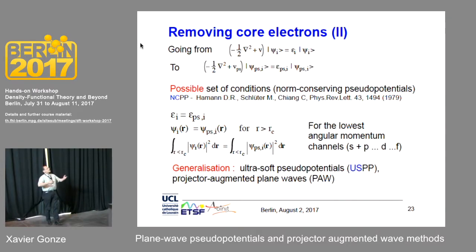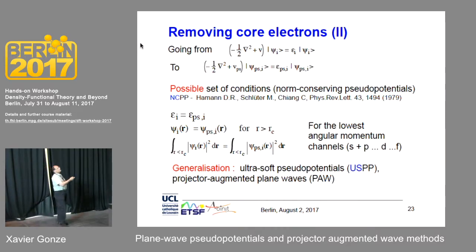So what is left? We replace one equation by another equation. Well, we have to do this in a clever way. The possible set of conditions to replace this equation by this pseudo equation, which was introduced in 1979 and is called norm-conserving pseudopotential, is to impose first, well, this is obvious, that the eigenenergy is exactly the same in the true system and in the pseudo system.